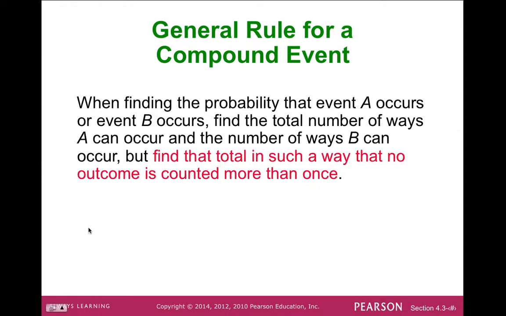The general rule for a compound event is when finding the probability that event A occurs or event B occurs, you're going to find the total number of ways A can occur and the number of ways B can occur, but you need to find that total in such a way that no outcome is counted more than once.